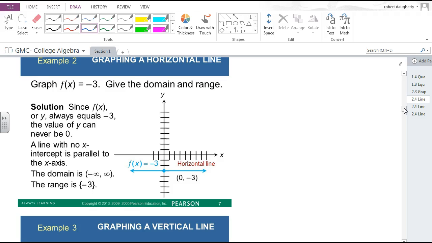f of x equals negative 3. Remember, f of x is just a way of saying y. This is the line y equals negative 3. So what it is saying is your y values are always negative 3. Look at your y-axis. Where is negative 3? It is right here. What line has y values always equal to negative 3? That's the horizontal line that you see right there. What is the domain of this line? The domain is from negative infinity to infinity. Remember, that's the x values. What's the range? The only y value you ever see in this graph is negative 3. The range is negative 3.